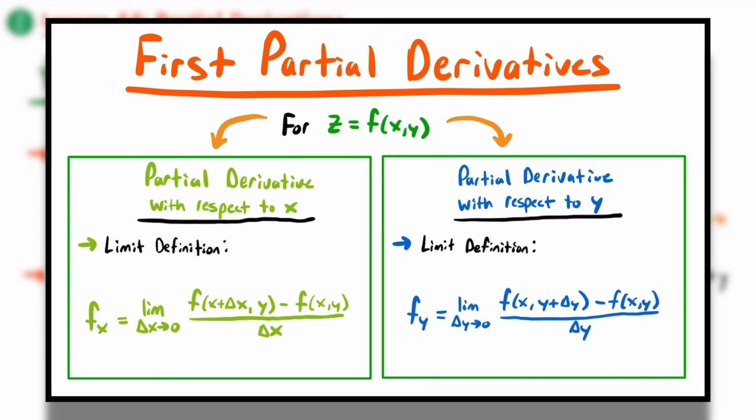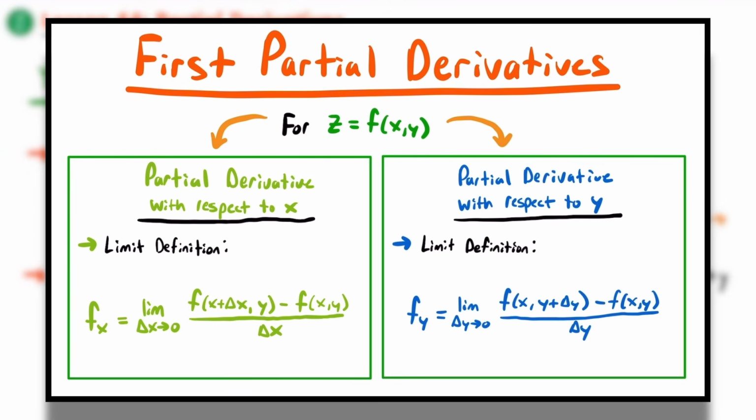They look like this. The limit definition of a partial derivative with respect to x, or fx, is equal to the limit as delta x approaches 0 of f of x plus delta x, comma y, minus f of x, y, all divided by delta x. And then for a partial derivative with respect to y, the limit definition for fy is equal to the limit as delta y approaches 0 of f of x, comma y plus delta y, minus f of x, y, divided by delta y.